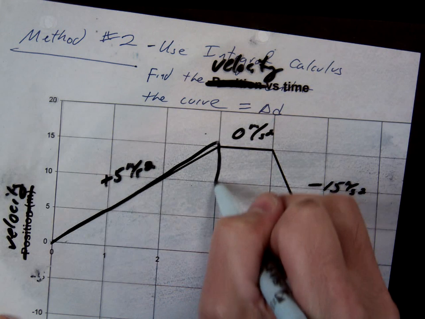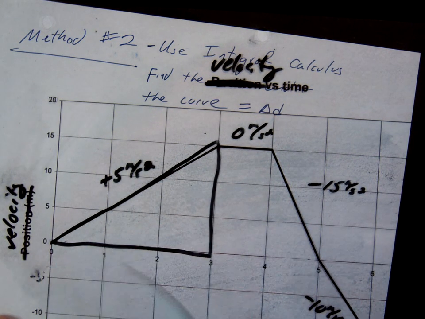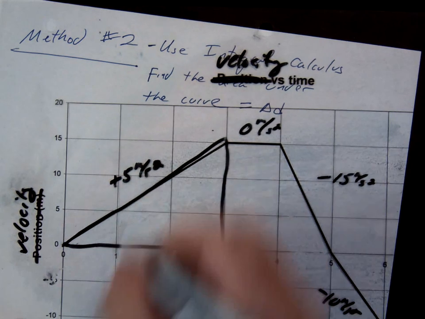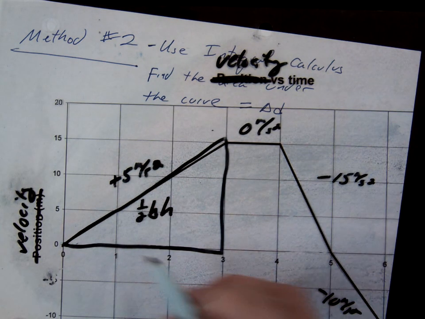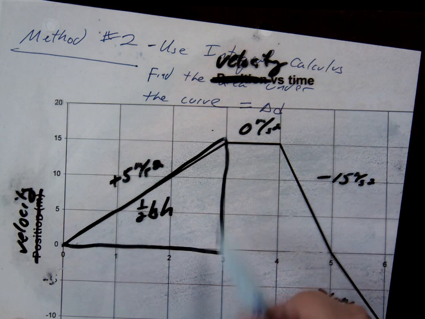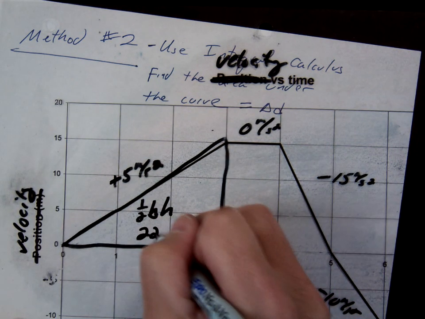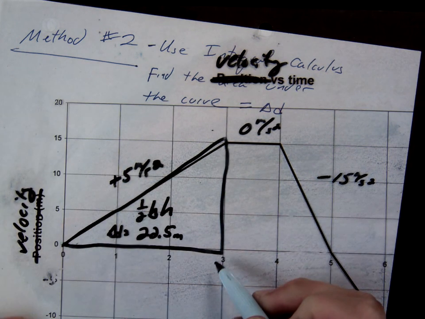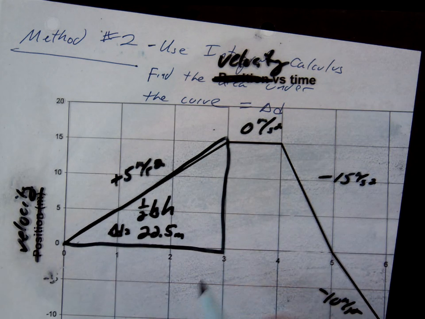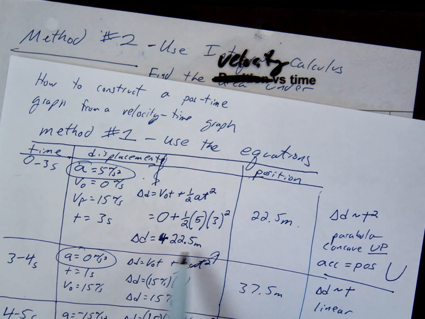So what shape is this? So you're finding the area of your triangle here. When we find the area, 1/2 BH, you get 1/2 of 3 times 15, which is 45. 1/2 of that is 22.5. So basically it's saying the displacement from 0 to 3 is 22.5. Well, is that what we got for our first one? From 0 to 3, we got a displacement of 22.5.